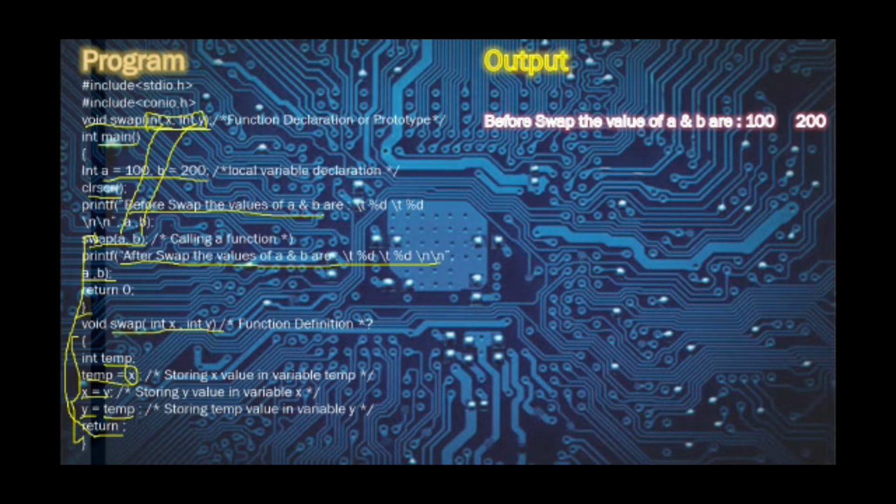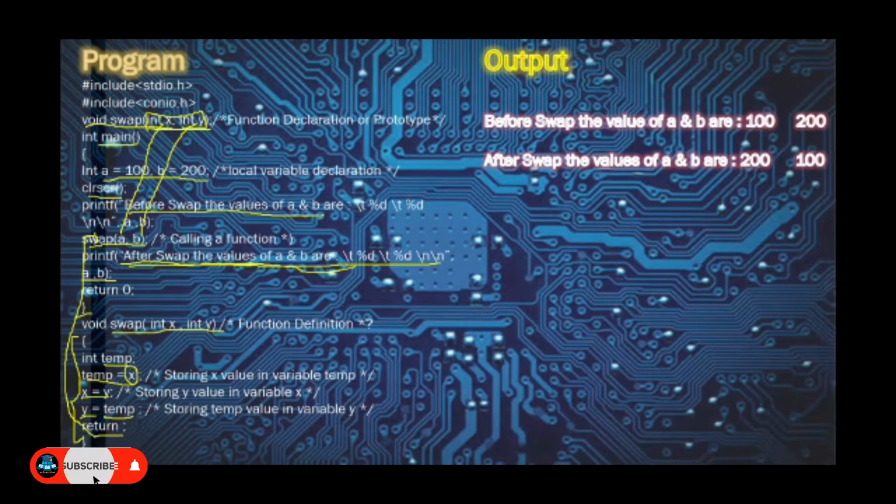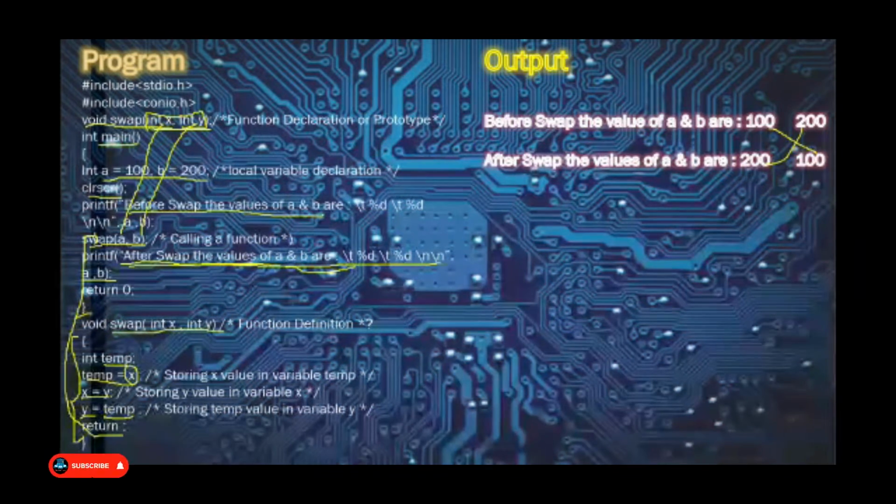Now let's see, after the swap function is called and the swapping is performed, the printf statement output. After swap, the values of a and b will be 200 and 100. So the value of b comes to a, and the value of a is interchanged to b.